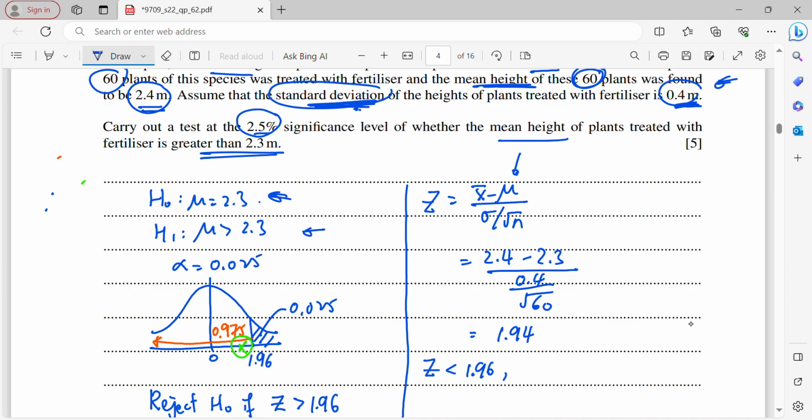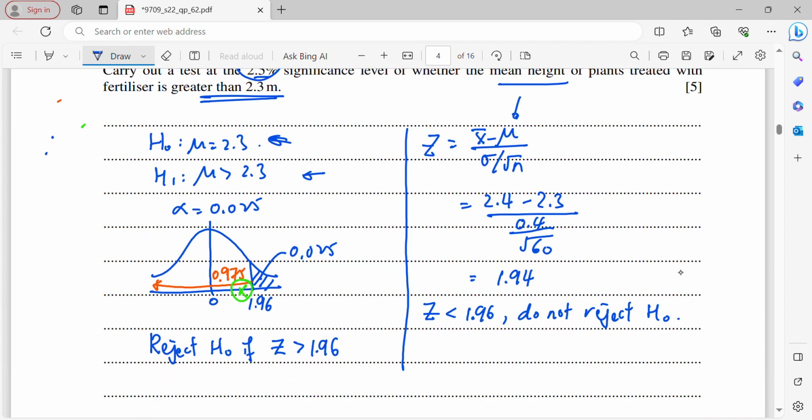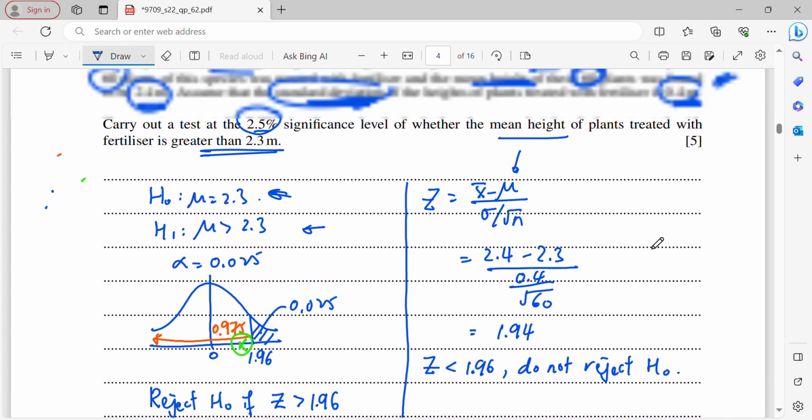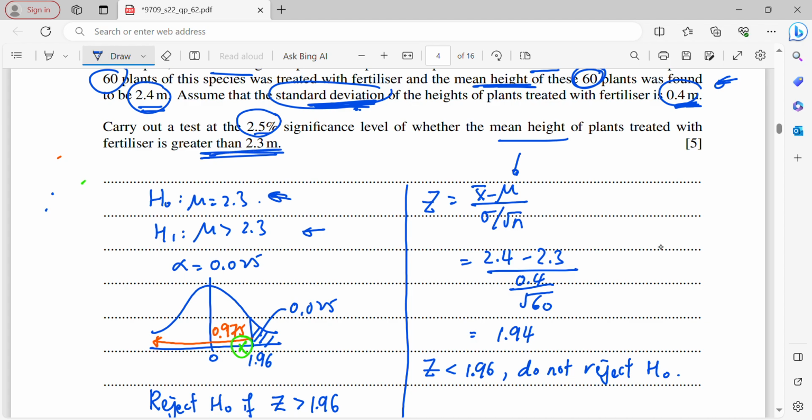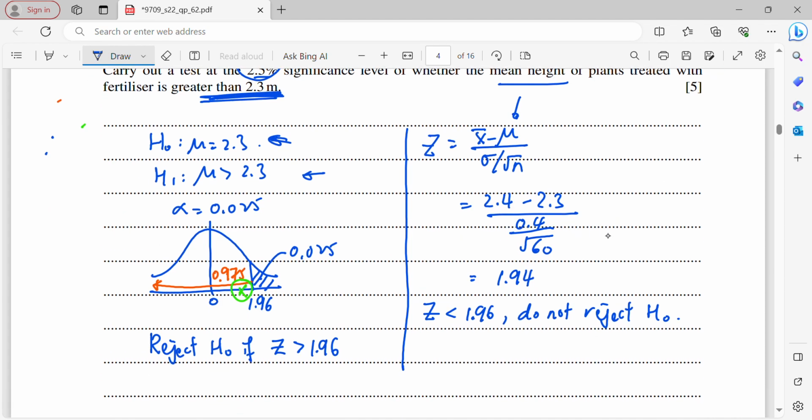Therefore, you can write do not reject H0 or accept H0, up to you. Here I will just write do not reject H0, because we reject H0 when it is greater than 1.96. So now your conclusion, whether or not it is greater than 2.3 meters. Since we do not reject H0, it means that there is not sufficient evidence to conclude this is greater than 2.3 meters.